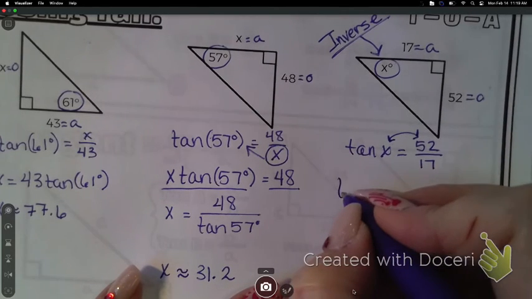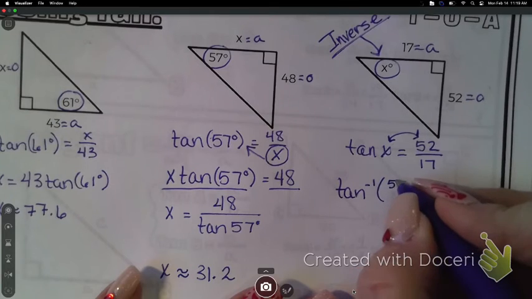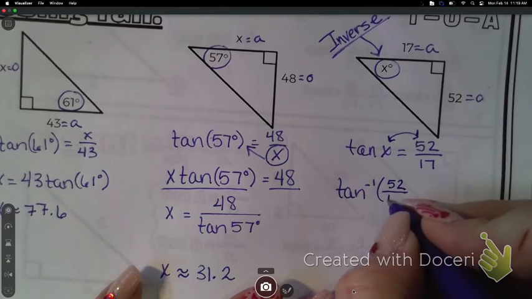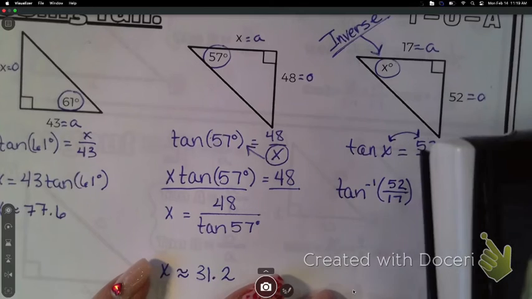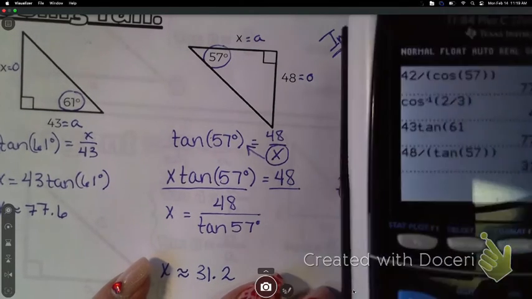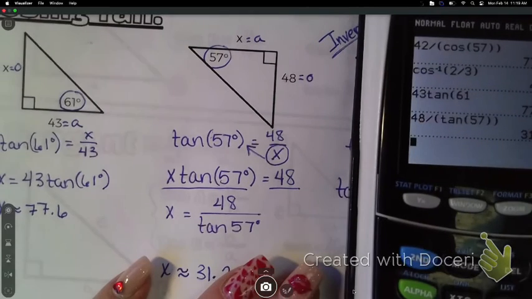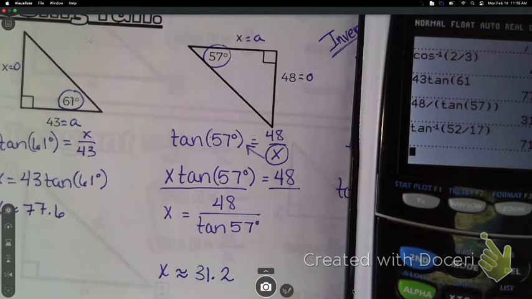So I need to do inverse tangent of 52 over 17. Now, you guys have to do this one right. Wait, it wasn't that one. It was this one. The tangent one didn't work if you did the last one wrong. Okay, so just inverse tangent of 52 divided by 17. That's it.